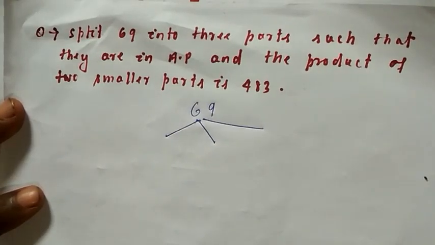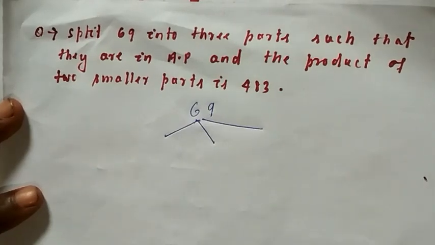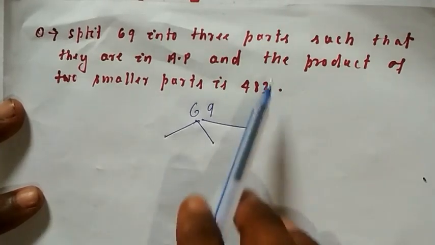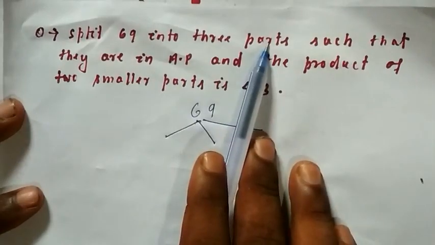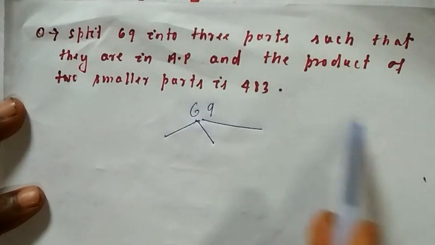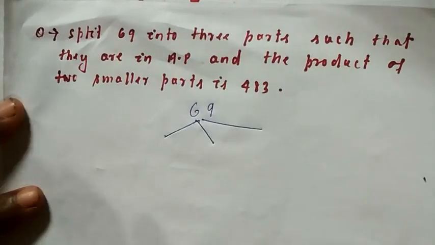483. Then how to find the 3 parts? How will you split? Listen here. You have to split into 3 parts such that they are in AP. That means, remember which 3 terms you will select, and they should be in arithmetic progression.